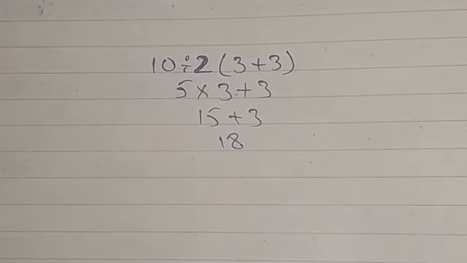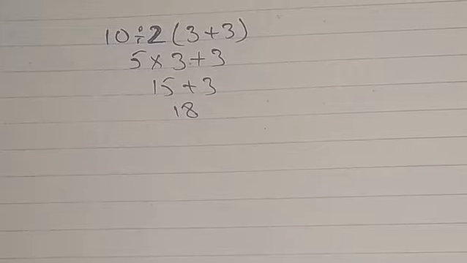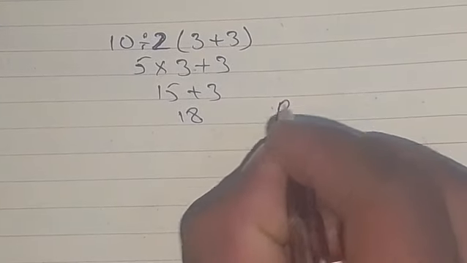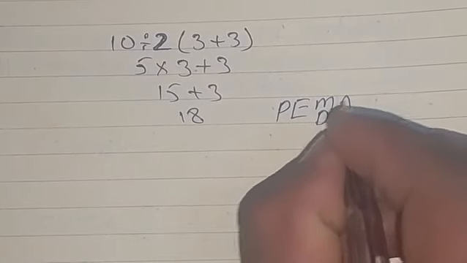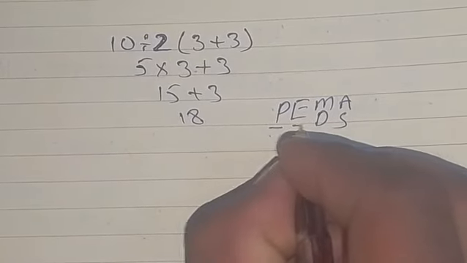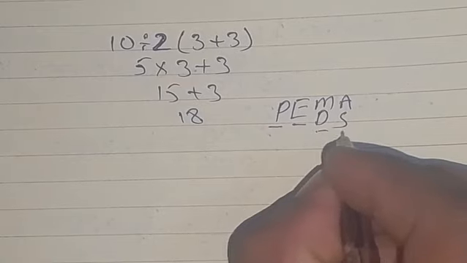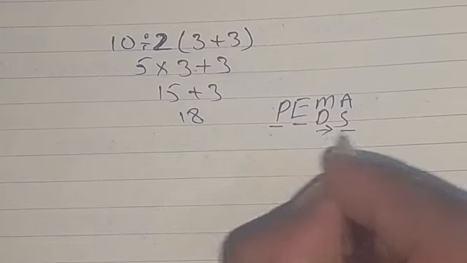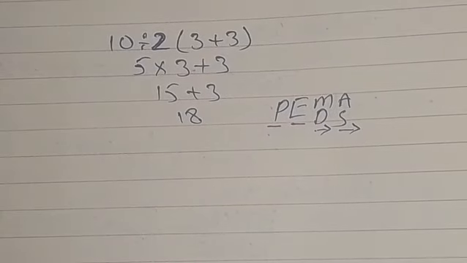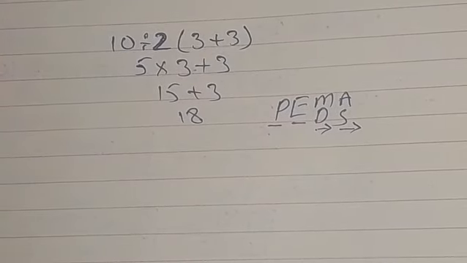So it's not correct. We solve it by the rules of mathematics, PEMDAS. According to the PEMDAS rule, first we solve parentheses, then exponent, then multiplication or division, and then addition or subtraction. Multiplication or division we solve from left to right, and addition or subtraction we solve from left to right.